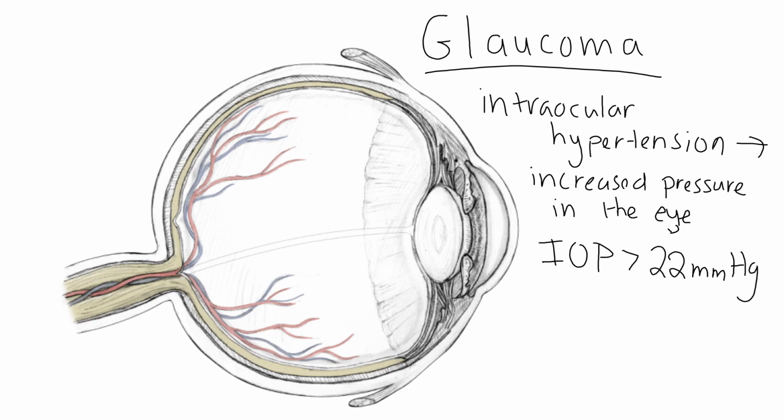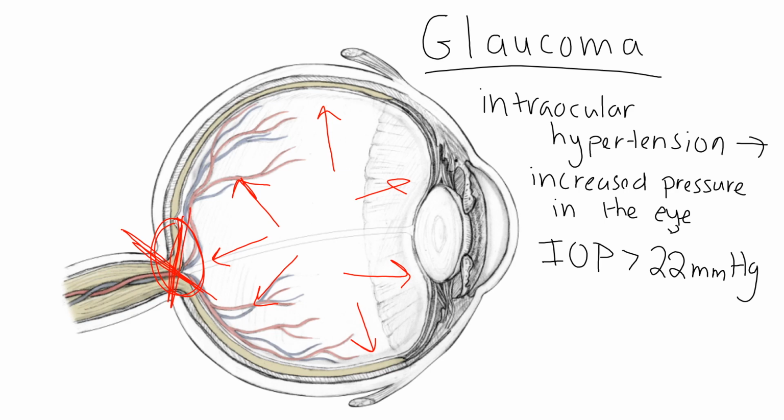Well, the issue is that as the pressure increases inside the eye, we can develop damage to the optic nerve, the thing that sends image signals to our brain and allows us to see. This damage can eventually lead to permanent visual loss or blindness.